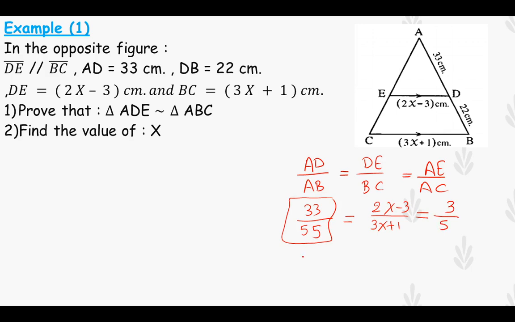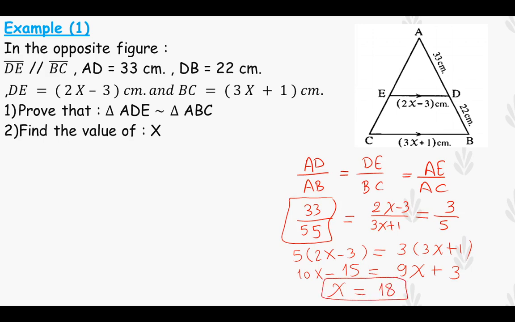Cross multiplication, so we will write 5 multiplied by 2x minus 3 will be equal to 3 multiplied by 3x plus 1. Distribute: 10x minus 15 equals 9x plus 3. 9x will go to the other side, so it will be 10x minus 9x, which equals x. And negative 15 will go to the other side, so it will be equal to 15. 15 plus 3 is equal to 18, which is the value of x. So now x equals 18.